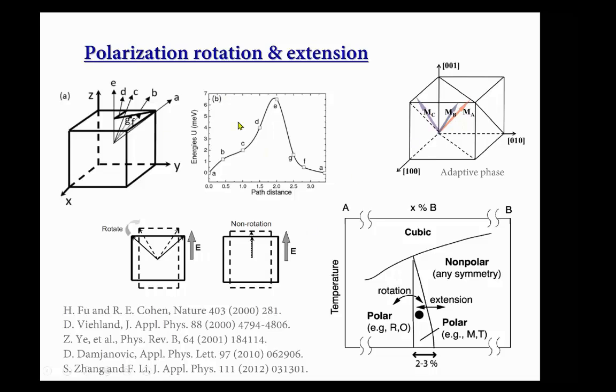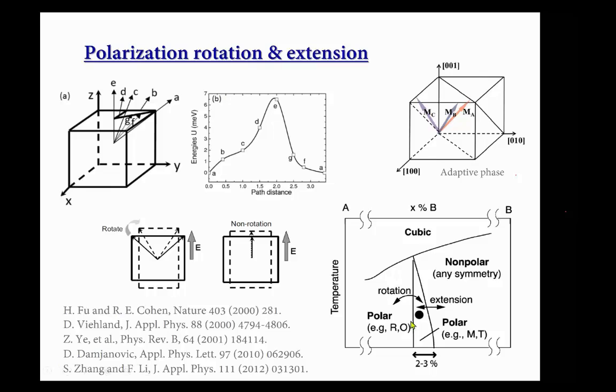Here we only discuss the polarization rotation. Actually, there is also polarization extension. This is polarization rotation and this is polarization extension. Polarization extension is also very important. However, polarization extension only occurs at the temperature-driven ferroelectric to paraelectric phase transition. That means the ferroelectric material is in the proximity of the Curie temperature. So even though polarization extension can give very high piezoelectric properties, the temperature instability is so bad that it is not good for practical applications.